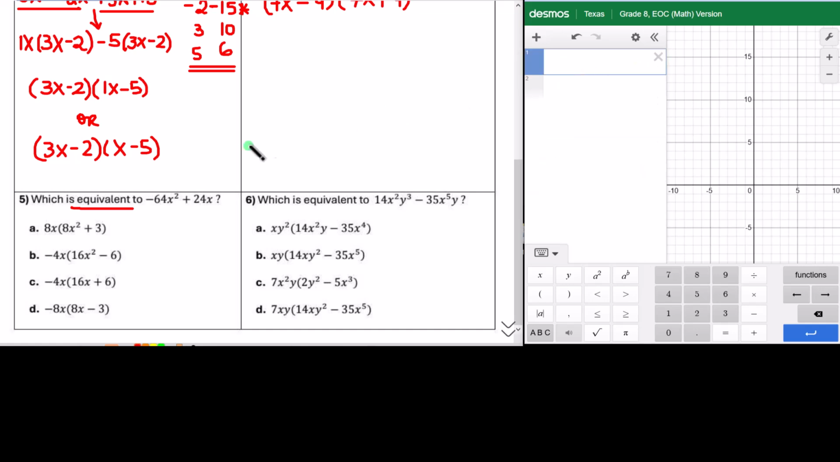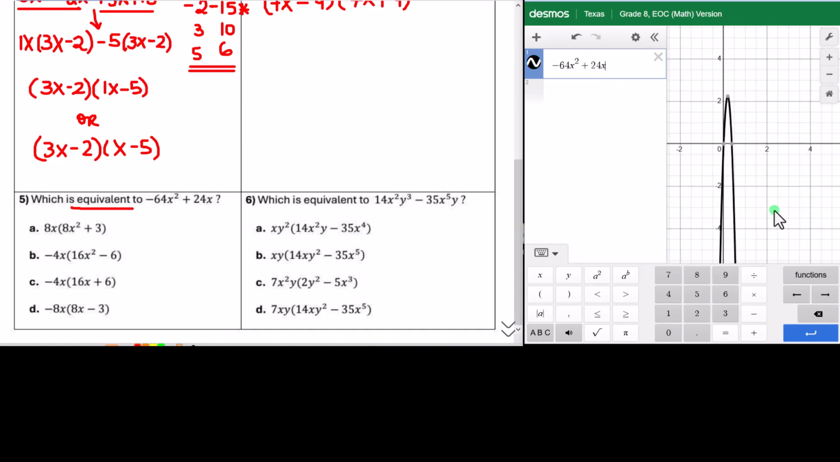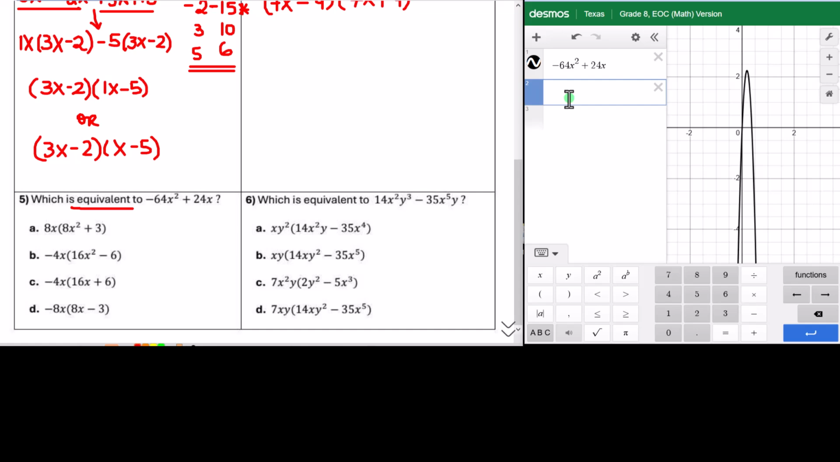So what I'm going to do is enter the question in the first box. Negative 64x squared, and then arrow to the right, plus 24x. Okay, so that produces that graph right there, which I can zoom in. And then I'm going to enter the first multiple choice, which is 8x, parentheses, 8x squared plus 3.